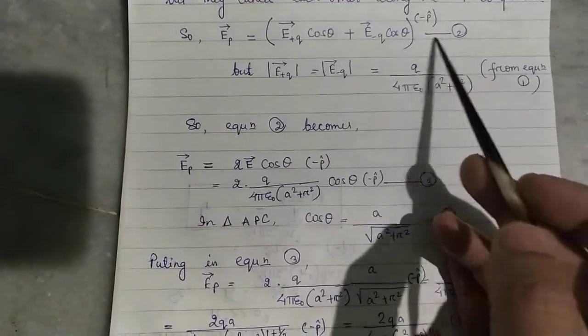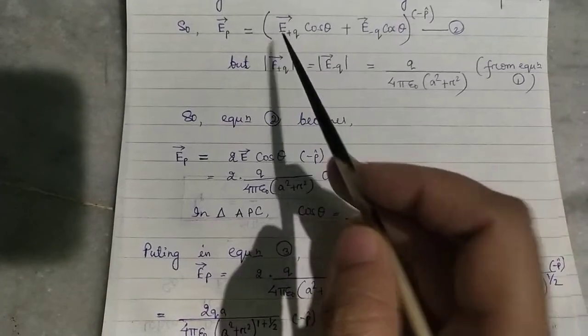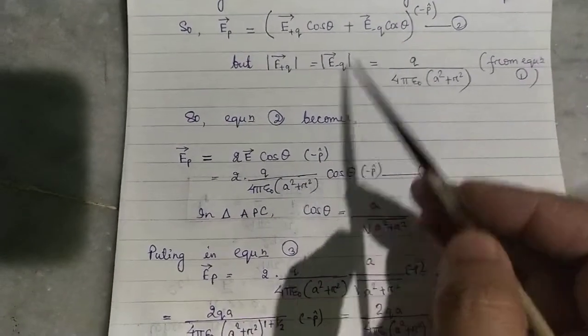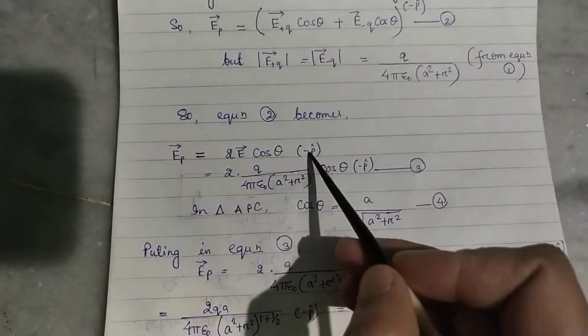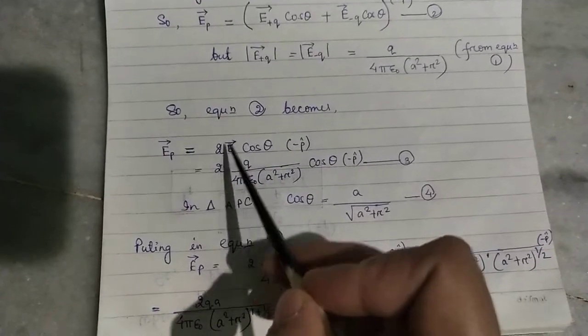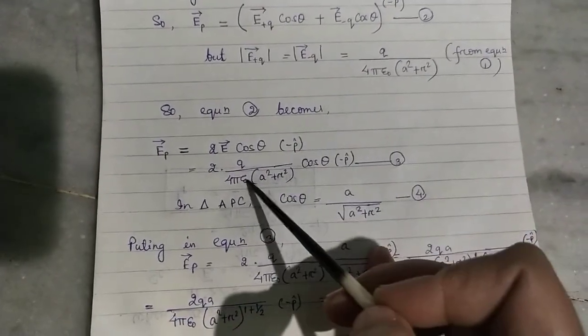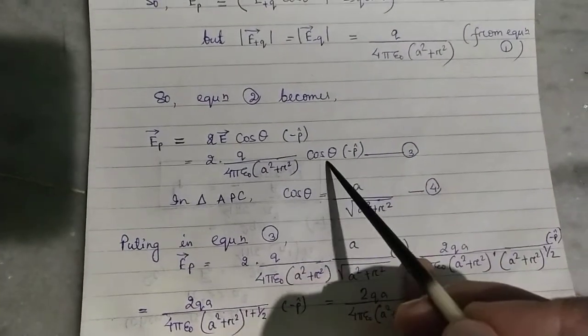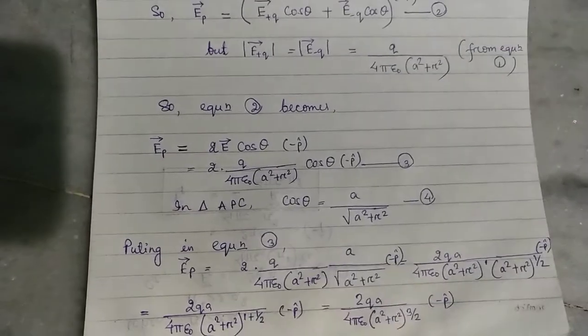So my equation 2 will become, these two quantities are same, so it is 2 times electric field and cos theta. And what is the direction? This is minus P cap. Okay, direction you see I have already written, I may not repeat it again and again. So this is equation 3. What is the value of E here? Magnitude of E equal to Q by 4 pi epsilon naught (A square plus R square) cos theta, minus P cap. Now here cos theta we have to find from the triangle.